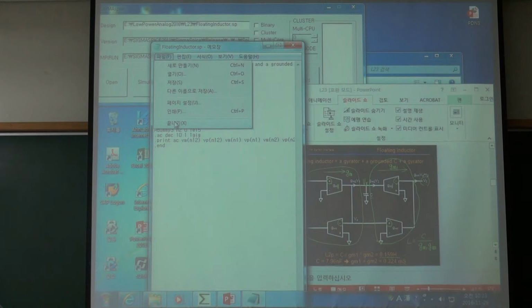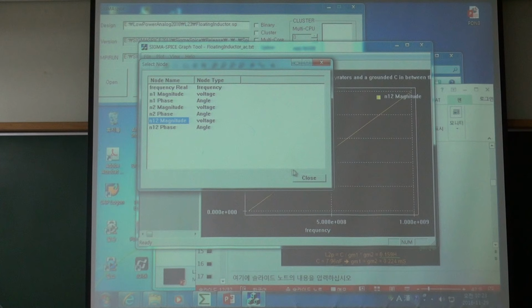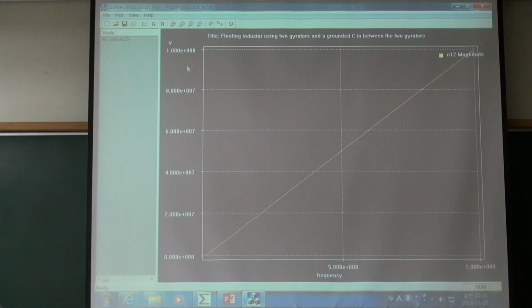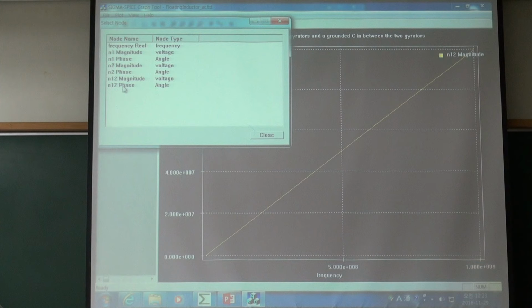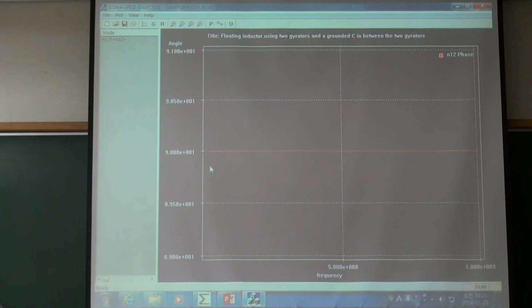Okay, so do I have a, how come? Oh, where is my L23? Floating inductor, okay. So N12. Oh yeah, so you know, this is linear frequency. Magnitude is just omega L, right? Proportional to omega. Let's look at the phase. Phase of that one. Let's kill this magnitude. So phase is exactly plus 90 degrees, right? It is SL, right? Good.